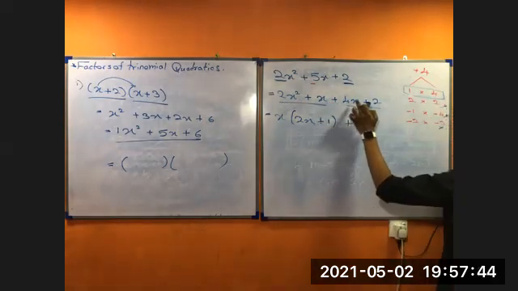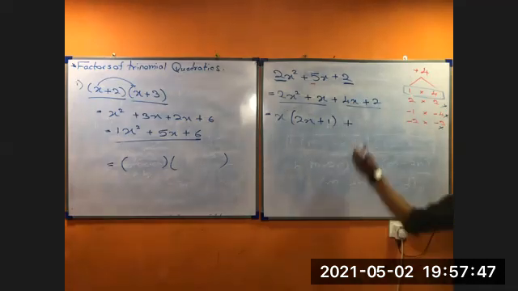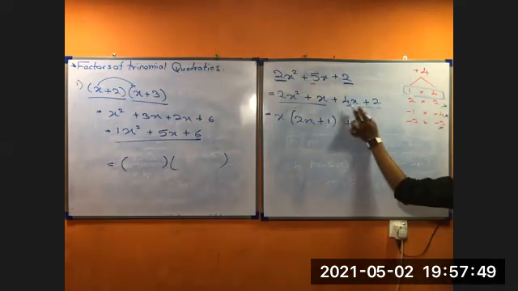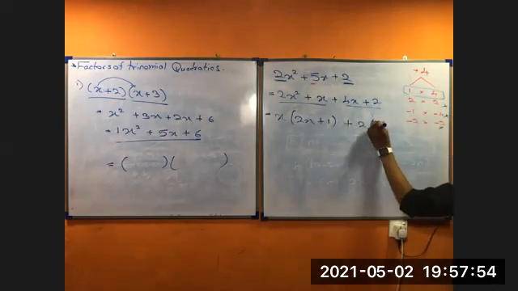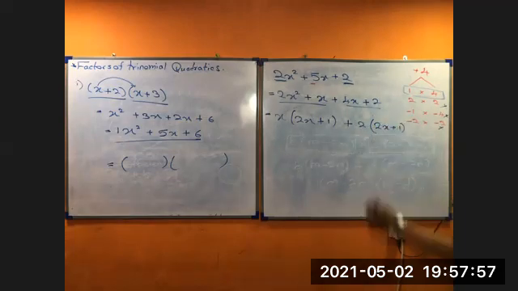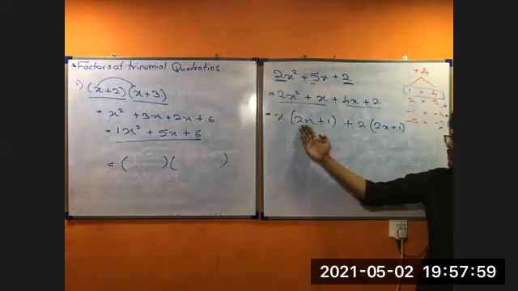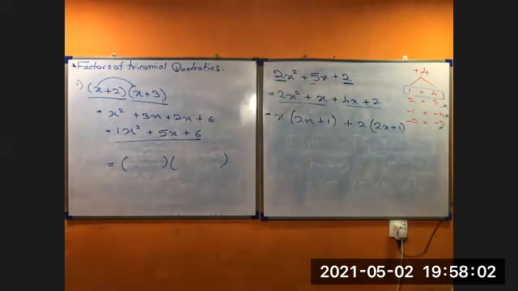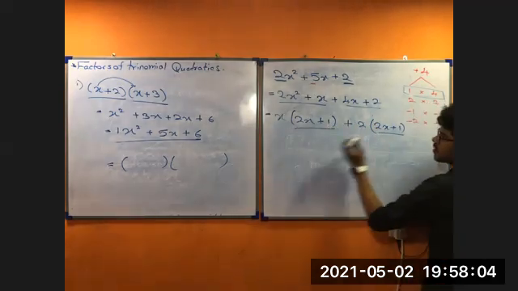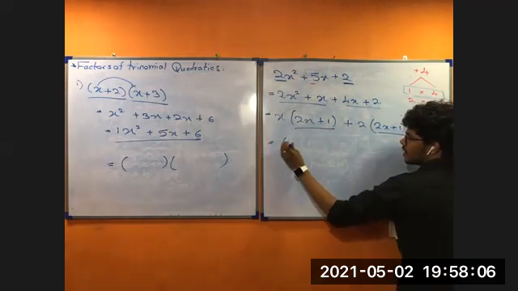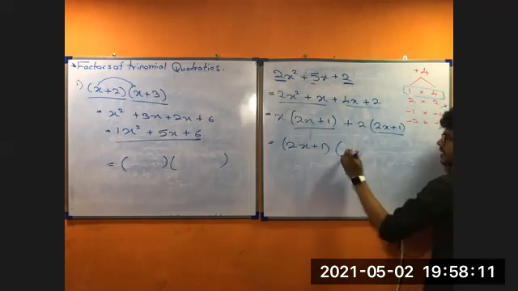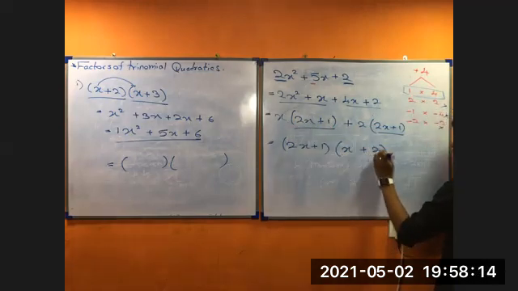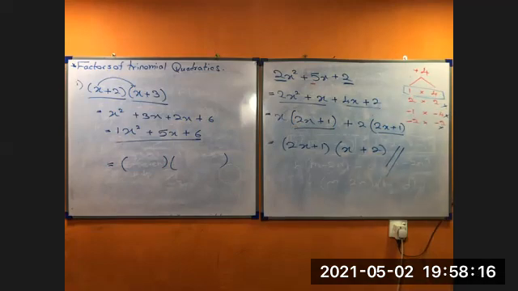Then from 4x plus 2, what can you take out? You can take a 2 outside. Here I have a 2, and inside 4 there's a 2, so I can take 2 outside. What is remaining? 2x plus 1. Now you can see I have a 2x plus 1 here and here, so I can take 2x plus 1 outside. What is remaining? An x and a 2. Is it clear?